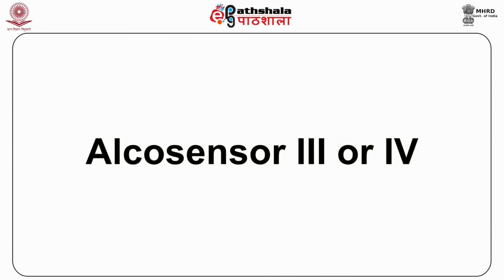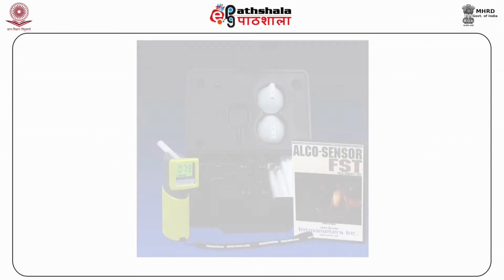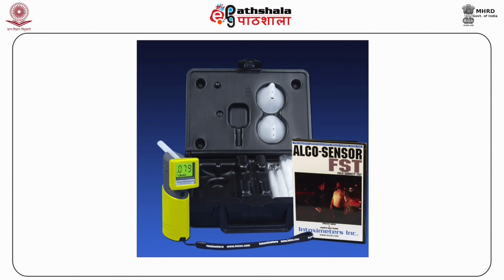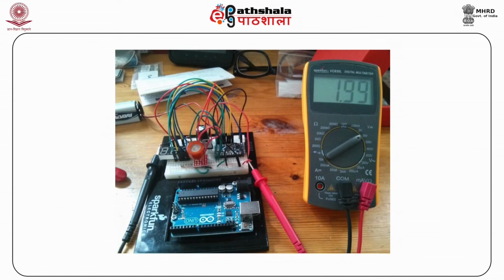Next, we move on to Alkosensor 3 or 4. Alkosensor 3 and 4 basically work on fuel cell technology. The fuel cell is made up of two electrodes of platinum with a layer of porous acid electrolyte material between them. As soon as the exhaled air containing alcohol passes through the fuel cell, the platinum oxidizes it to produce acetic acid, electrons, and protons.